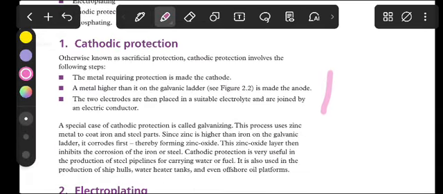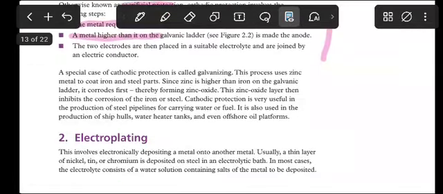Then the cathode processing, otherwise known as, again, sacrificial protection. The cathodic process involves the following steps. The metal requiring protection is made the cathode, joined to a metal higher than carbon, with 2 electrodes, suitable electrodes joined. Those things, guys, they will say name these mostly.